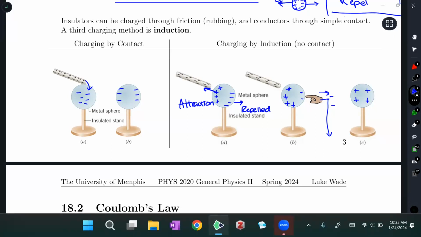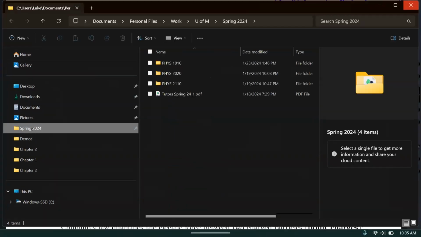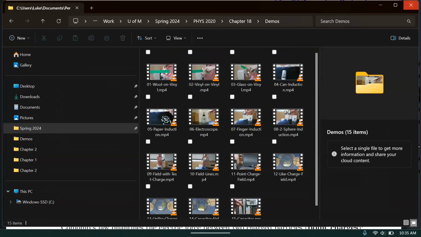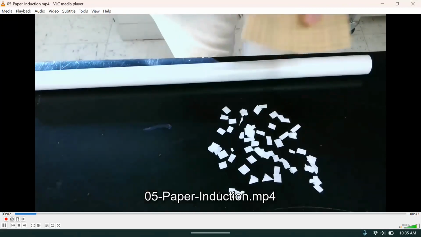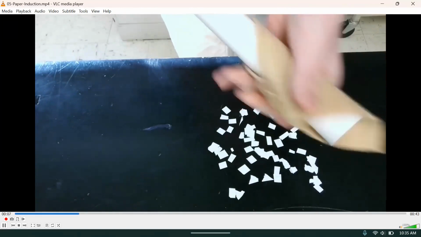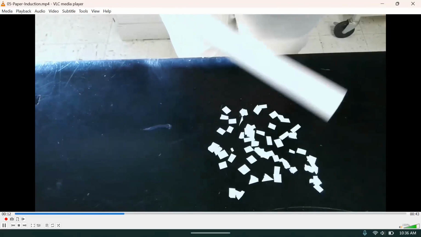Okay, I have two more induction things because it's an interesting kind of property. The first is that we've been looking at conductors so far, so I'm going to show you this with an insulator. Induction can also occur with insulators like paper. So if I charge up my PVC with my wool again and hold it near the paper, you'll see bits of paper jump to the PVC pipe.